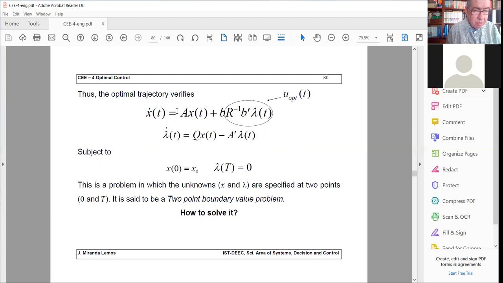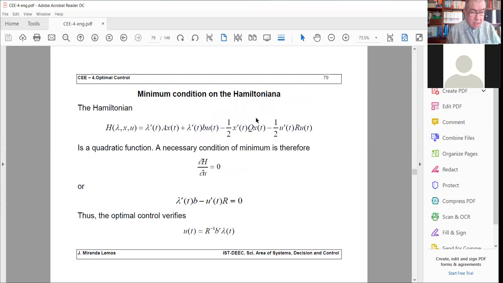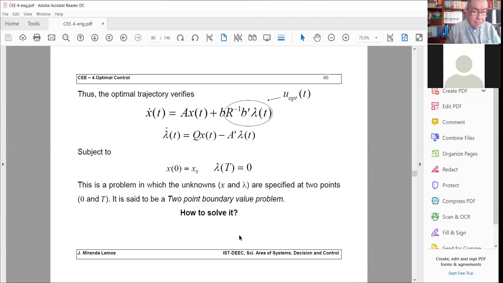Start with the equation for the plant state, x dot equals A x plus B u, and replace the u by its optimal value, which is R inverse B transpose lambda. Remember, we have deduced this formula for the optimal u. Now, remember also the equation for lambda. Now transpose it, you have this equation.